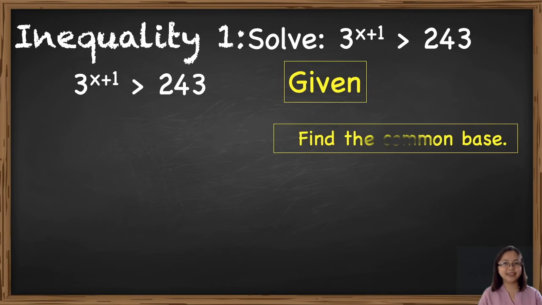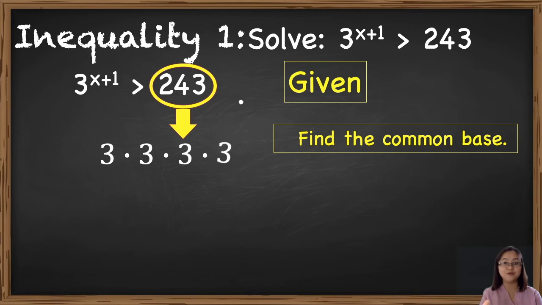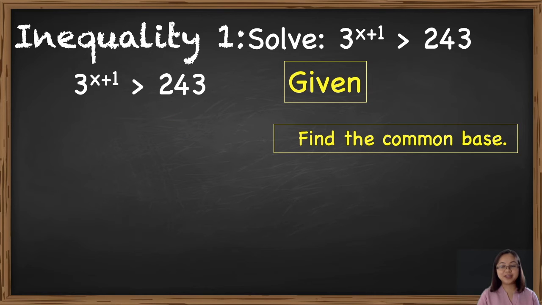And then, same thing with the exponential equation, we need to find the common base. The only difference is the inequality symbol. So for 243, that could also be written as 3 times 3 times 3 times 3 times 3. So 5 times that we're going to multiply it by itself. So let's have 3 to the quantity of x plus 1 greater than 3 to the 5th.